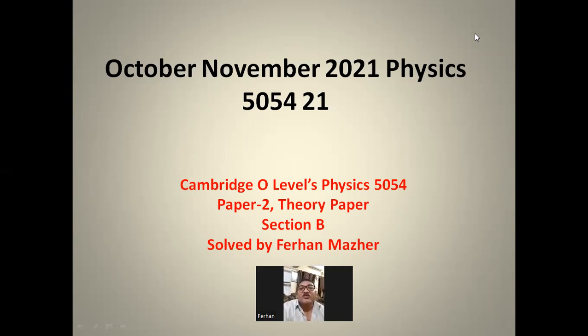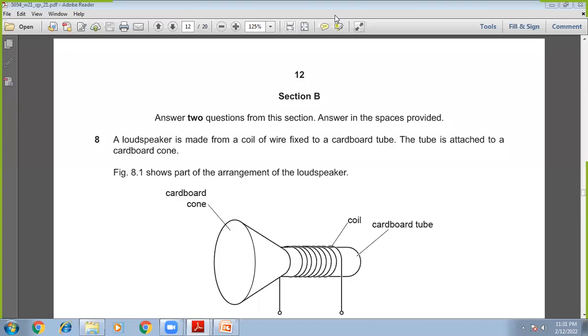The section A of this paper I have already solved, and it has been uploaded on my YouTube channel. Today in this session, in this video, we are going to solve the section B of this paper. So let's hope for the best and let's start this paper. Section B. It's starting from question number 8. In section B, we have questions 8, 9, and 10.